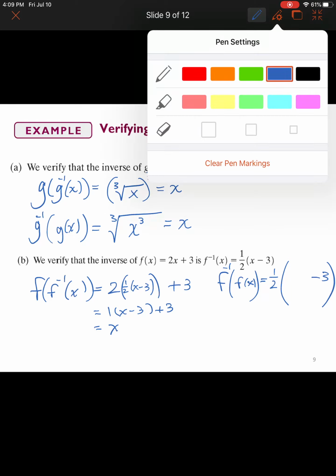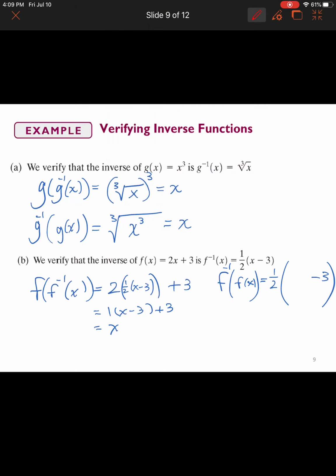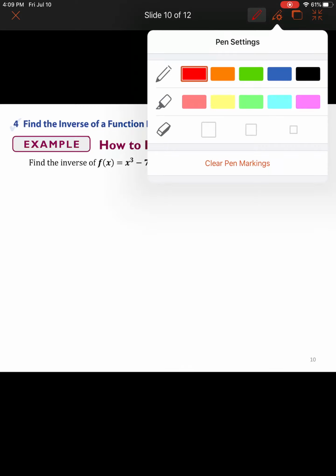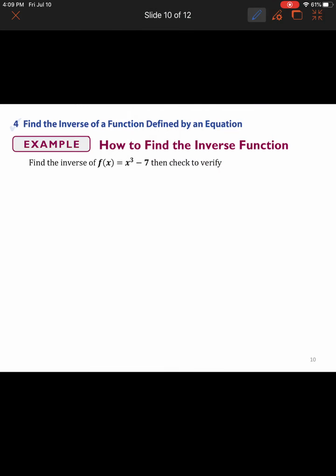Where the x was, just so y'all can see the difference, I'm inputting the f function, and I'm going to simplify. So we have 1/2 times 2x equals x. Again, both compositions came out to equal x. Therefore, inverses are verified. Now, how do you go about calculating the inverse itself?